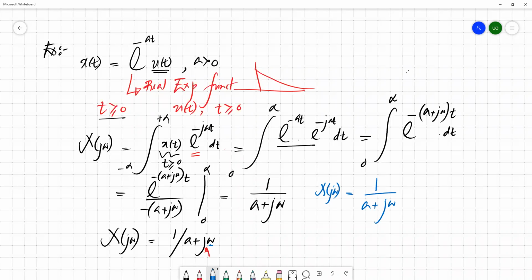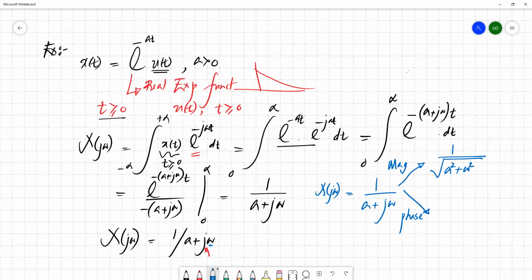By looking at this, we can generate two quantities. One is the magnitude spectrum, and the other one is the phase spectrum, the angle. So how do you get the magnitude? This is a complex function. The magnitude equals 1 over the square root of the sum of the squares. So this is your magnitude.